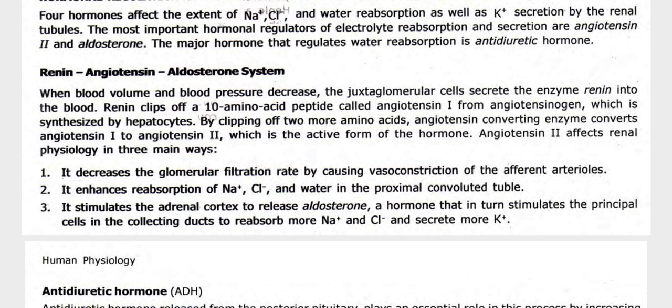Then angiotensin 2 affects renal physiology in 3 main ways. It decreases the glomerular filtration rate by causing vasoconstriction of the afferent arteriole. It enhances reabsorption of Na+, Cl- and water in the proximal convoluted tubule. Then it stimulates the adrenal cortex to release aldosterone, a hormone that in turn stimulates the principal cells in the collecting duct to reabsorb more Na+ and Cl- and secrete more K+.